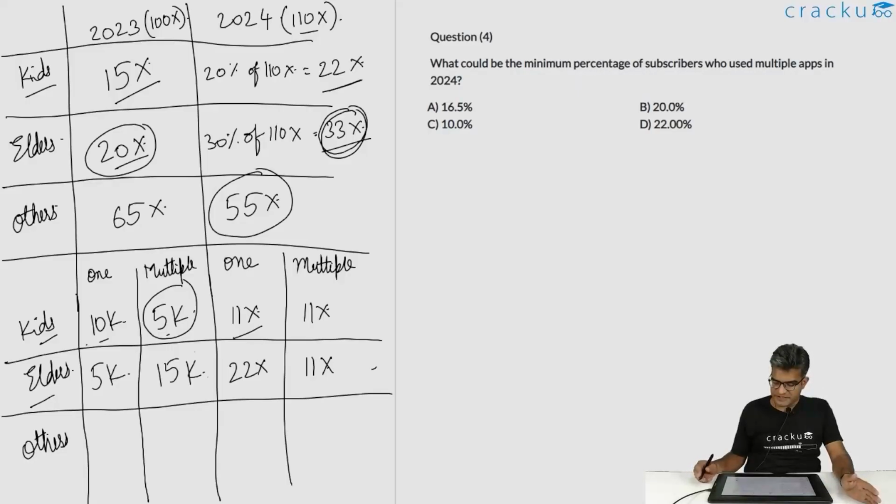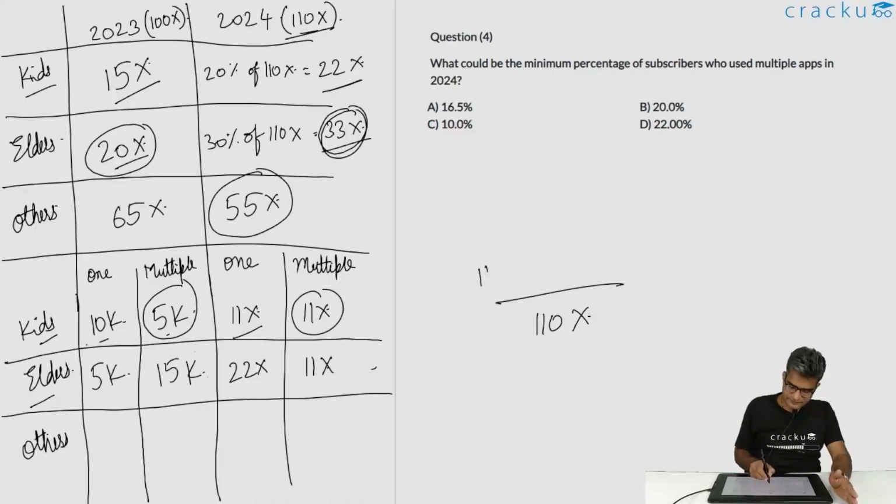What could be the minimum percentage of subscribers who used multiple apps in 2024? What is the total number of subscribers in 2024? It is 110x. How many kids used multiple apps? It is 11x. How many elders used multiple apps in 2024? It is 11x. How many others used multiple apps in 2024?